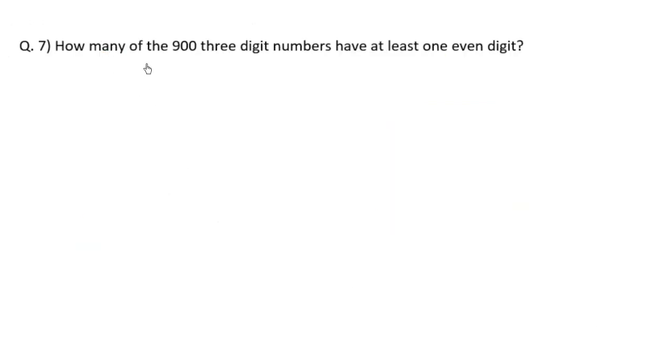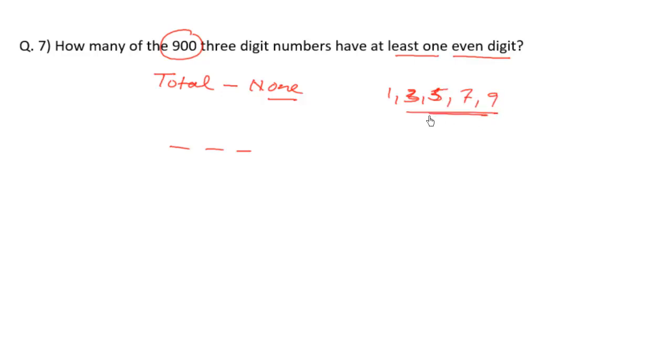Now here the question is how many of the 900 3-digit numbers have at least one even digit, right? So again the question is based on at least one, so we'll follow the formula that we find the total and deduct the none from it, right? None means in the sense that no digit is even, which we will deduct from all the given 900 numbers. So obviously we have to create 3-digit numbers which have only odd digits, right? So it will be 1, 3, 5, 7 and 9. So we have to use only these numbers.